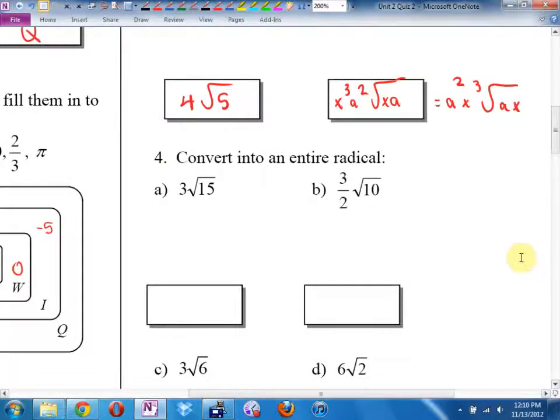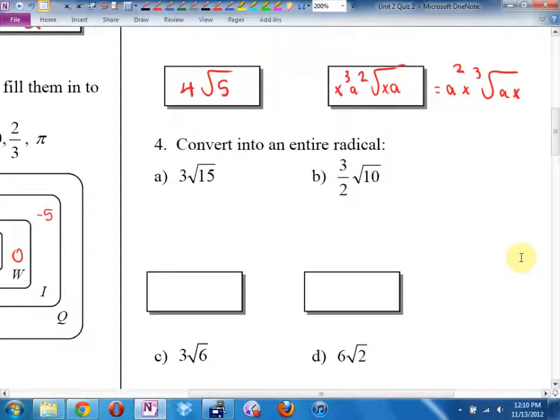Number 4, convert to an entire radical. Now we're going backwards. Now what I need to realize is that 3 came from a root 9. It's really, well, 10 times 15 would be 150. 9 times 15 would be 135.